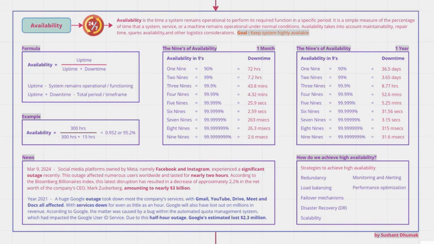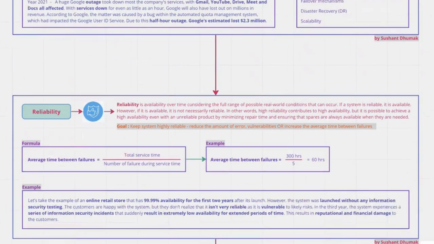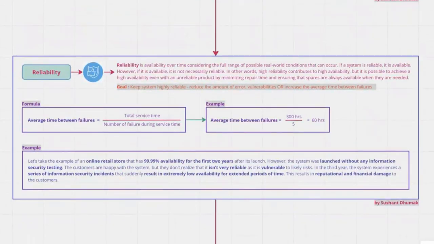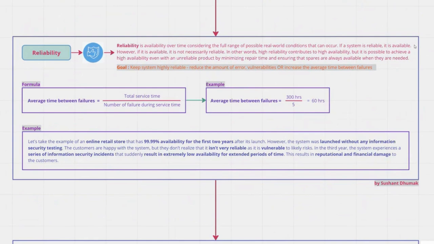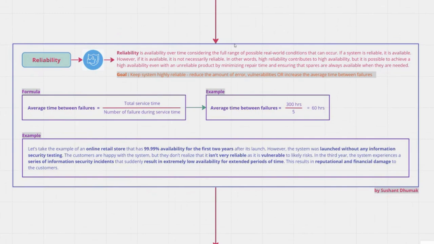Okay. So let's move to the next principle, that is called reliability. Okay. So what is reliability? Let's again look at the definition as per the book. Then I'll give you my definition of it.